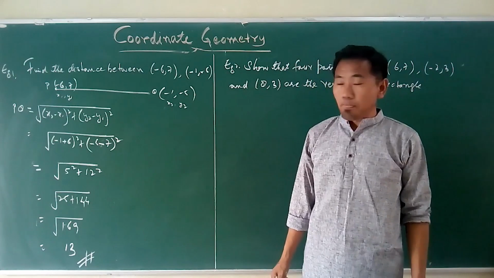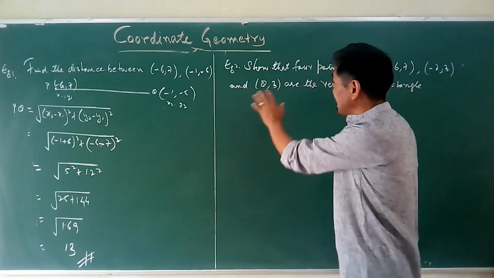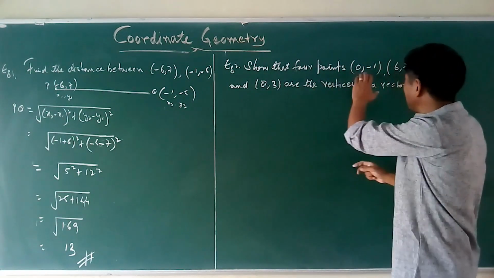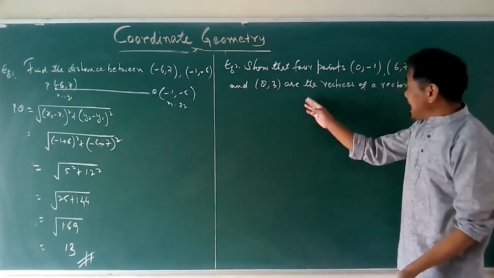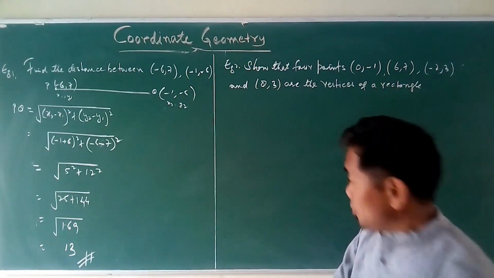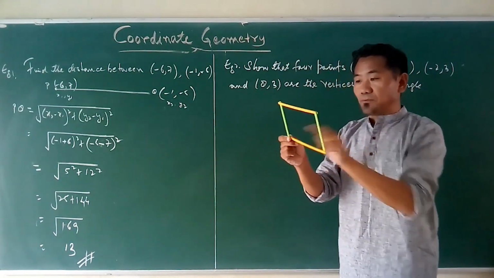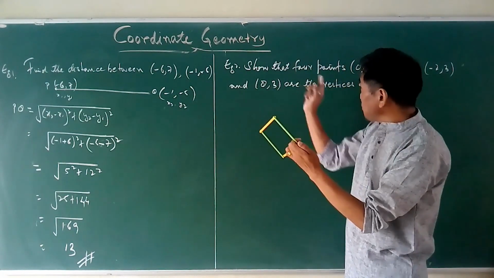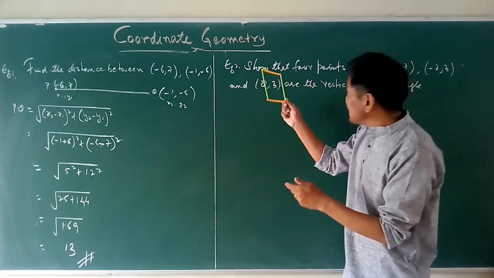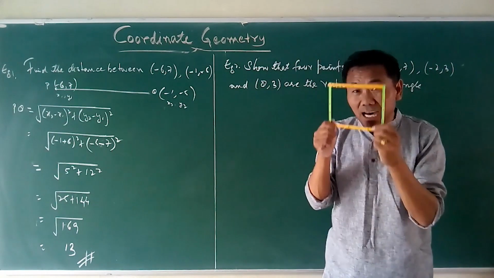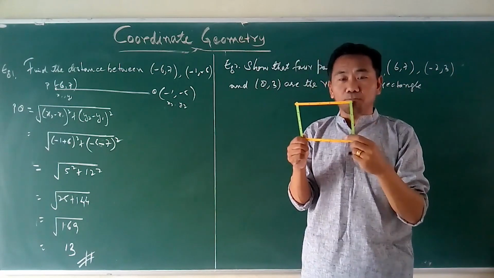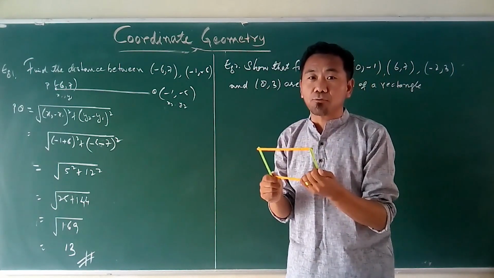So this is the first example, a direct distance example. Show that the 4 points I'm giving here are the vertices of a rectangle. The rectangle has 4 points, 1, 2, 3, 4. To prove that these 4 points are the vertices of this rectangle.